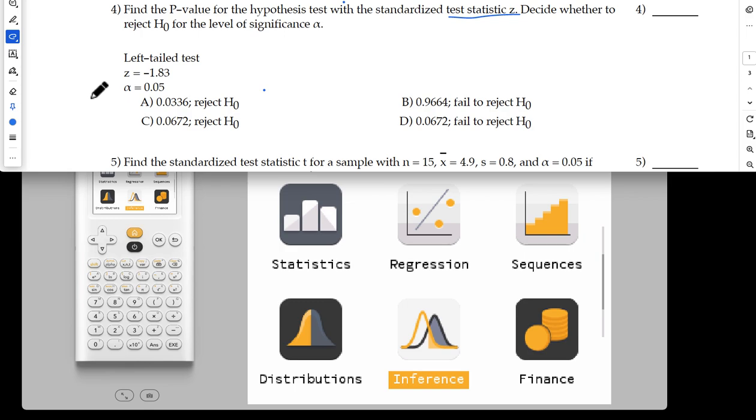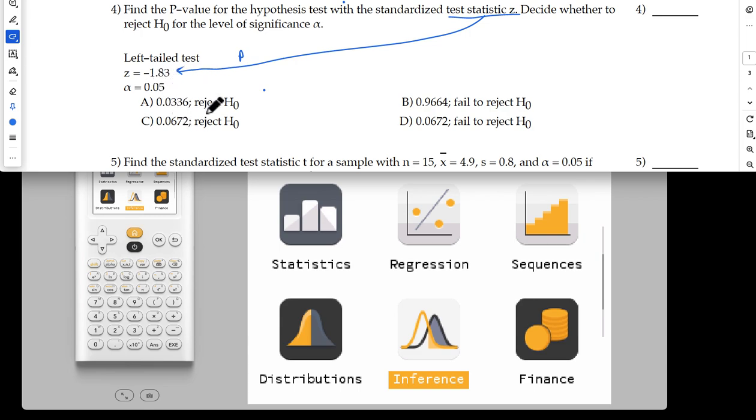What we need to see is, we're given the test statistic z. That's what they're giving us here. Sorry, this threw me a little bit. We want to find the p-value from a normal curve that has a negative 1.83 z-score.